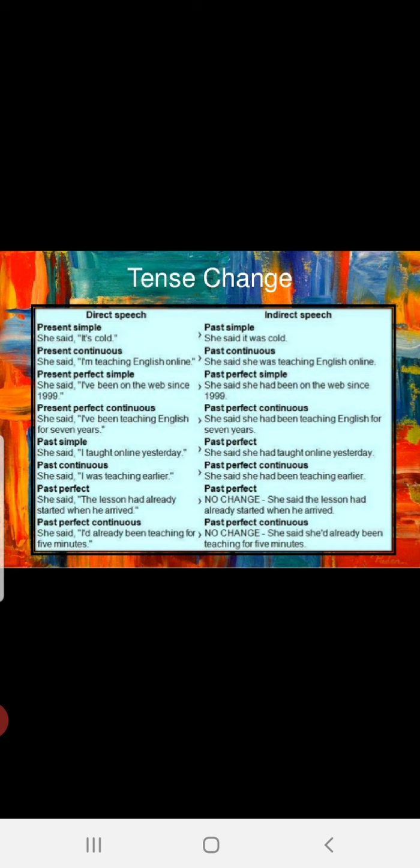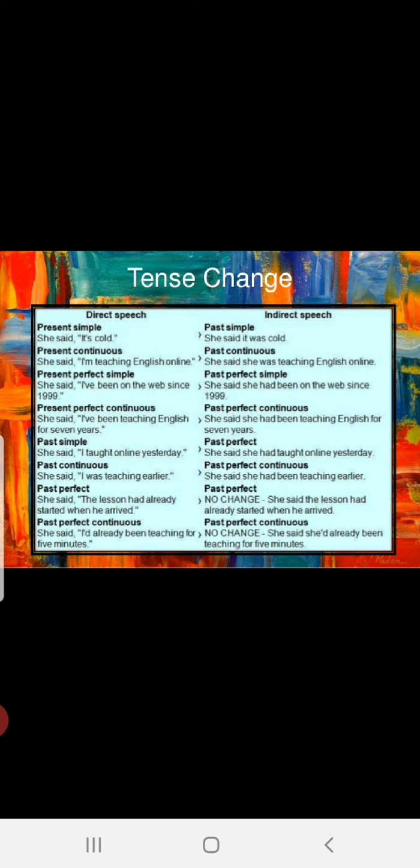Okay. Now past continuous will be in past perfect continuous. She said, "I was teaching earlier." She said she had been teaching earlier. Past perfect will remain past perfect. No change here, okay? She said the lesson had already started when he arrived. But you can see no inverted commas or quotation marks.